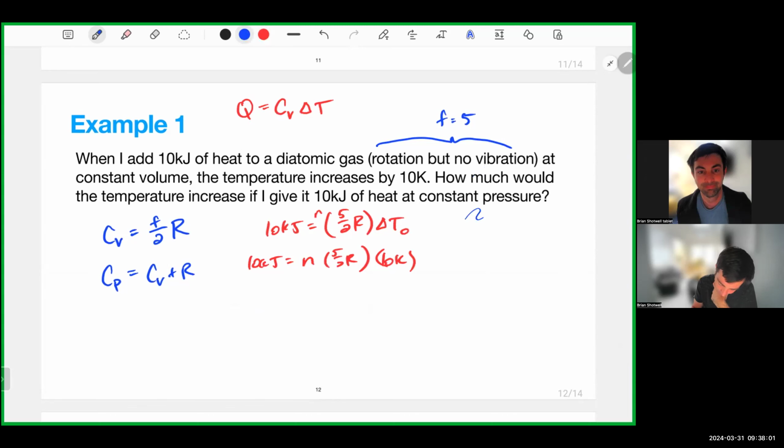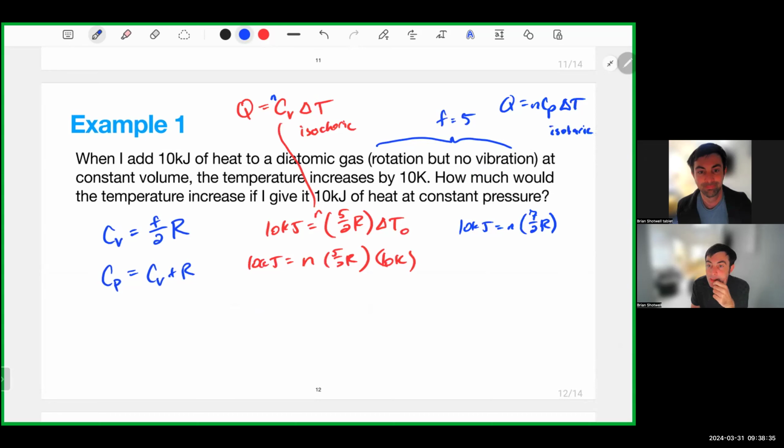Okay, and then what we want to see is if we took that same amount of heat and we instead added it at constant pressure, in which case this would be 7/2 R for the CP. So Q equals n CV delta T is for isochoric. For isobaric, you have to use Q equals n CP delta T. Right, the CP.